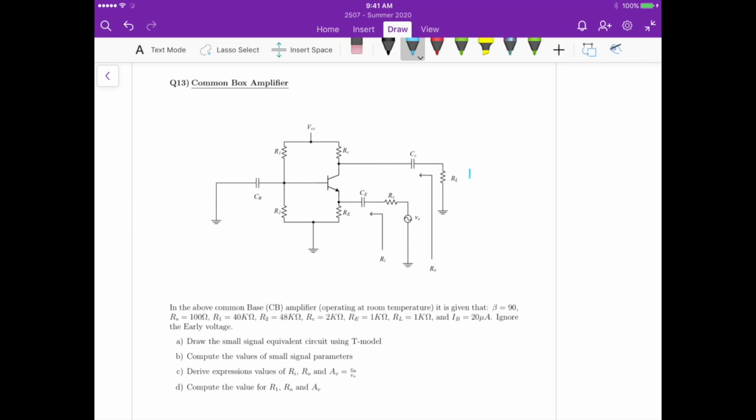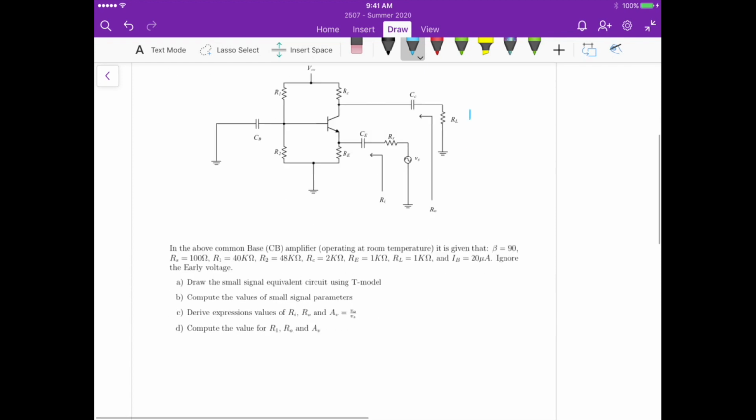For question 13, we have a common base amplifier. And again, we have to draw the small signal equivalent circuit using the T model, compute the values of the small signal parameters, derive and calculate the values of the input resistance, output resistance, and the overall voltage gain. So let's start with part A.